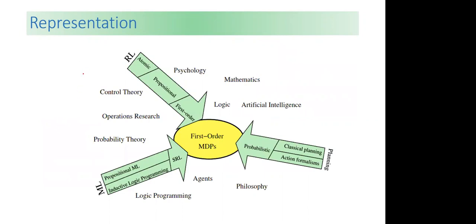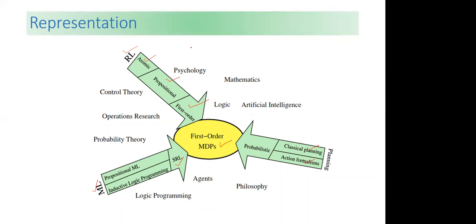So this is basically the representation. We use reinforcement learning: in reinforcement learning, atomic comes first, after that propositional, and then first order. Here we use the first-order MDP. If we use it with ML, then we use propositional machine learning, inductive logic programming, and SRL. If we are in the planning phase, we use classical planning and action formalisms.